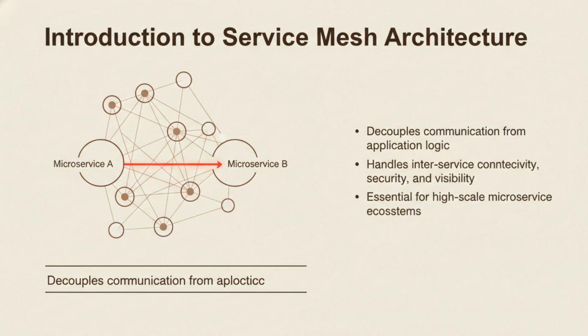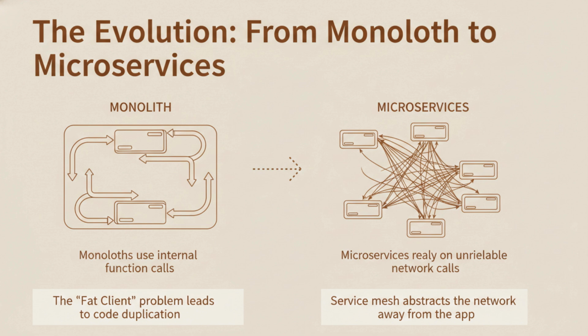Today, we're diving deep into the architecture that powers resilient distributed systems, moving beyond basic networking into the sophisticated world of the service mesh. To understand why we need a service mesh, we must look at where we started. In a monolith, communication happens through simple function calls within the same process. However, as we broke these monoliths into microservices, those function calls became network calls. Suddenly, developers were forced to write complex code to handle network retries, timeouts, and load balancing within every single service. This fat client approach became unmanageable.